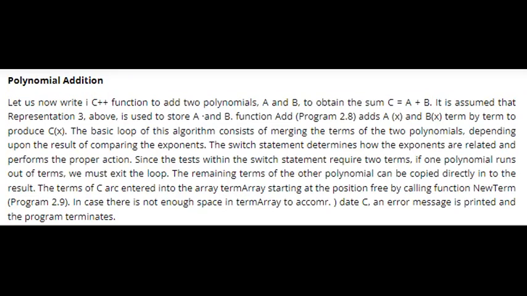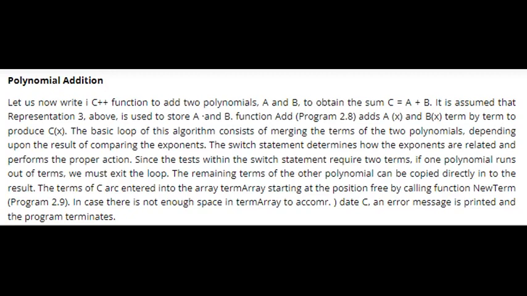It is assumed that representation 3 above is used to store A and B. The function adds A of x and B of x term by term to produce C of x. The basic loop of this algorithm consists of merging the terms of the two polynomials depending upon the result of comparing the exponents. The switch statement determines how the exponents are related and performs the proper action. Since the tests within the switch statement require two terms, if one polynomial runs out of terms, we must exit the loop. The remaining terms of the other polynomial can be copied directly into the result.